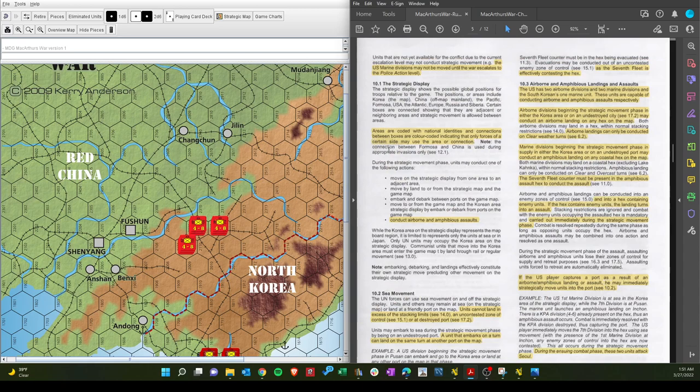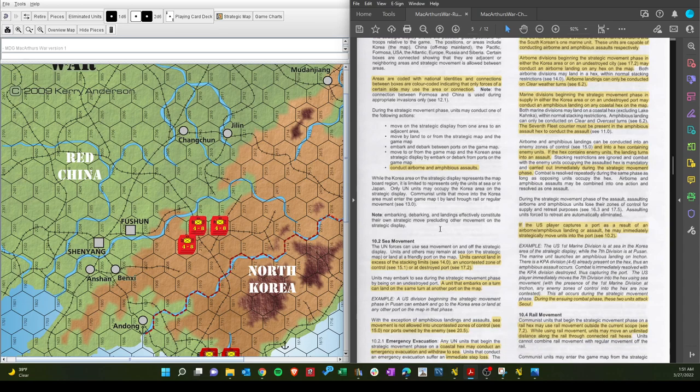Strategic movement, color-coded, we saw that. During the strategic movement phase, the player may conduct one of the following actions. Move on the strategic display from one area to an adjacent area. Move by land to or from the strategic map, back and forth between the maps. Embark and debark between ports. Conduct airborne and amphibious assaults. So we'll look at that when we get into the game.